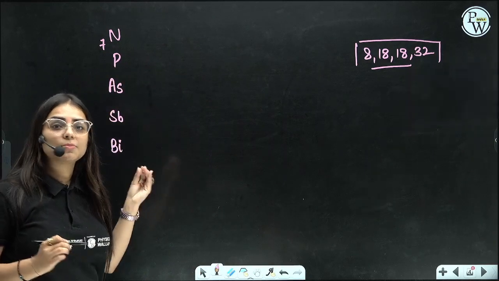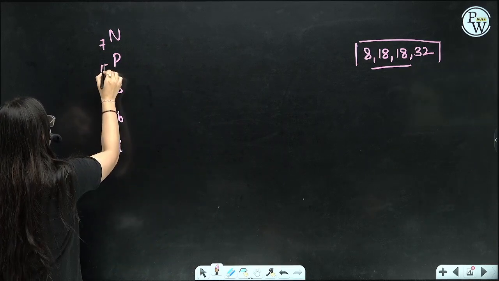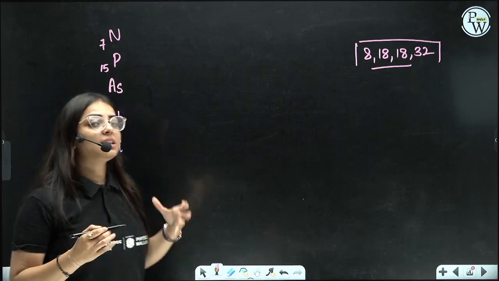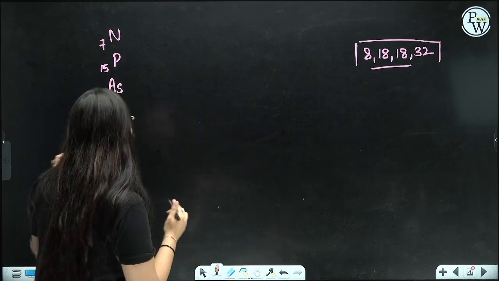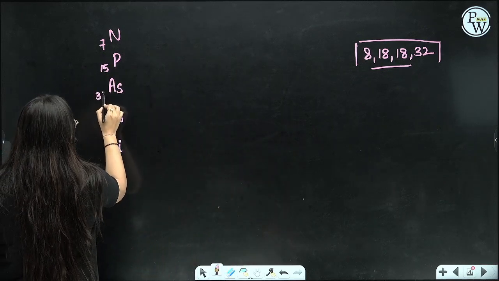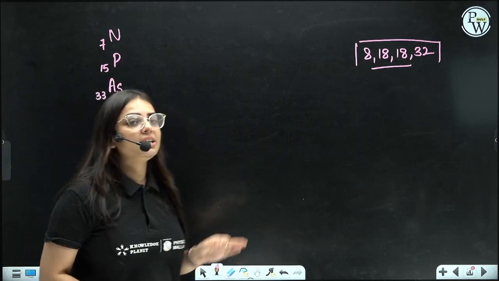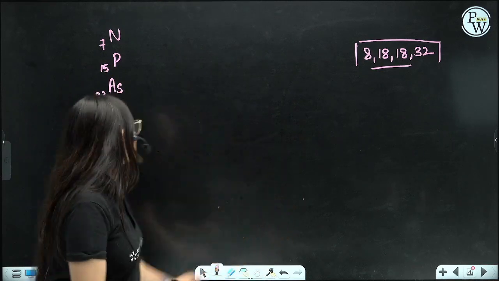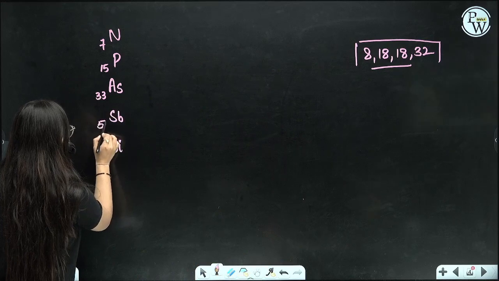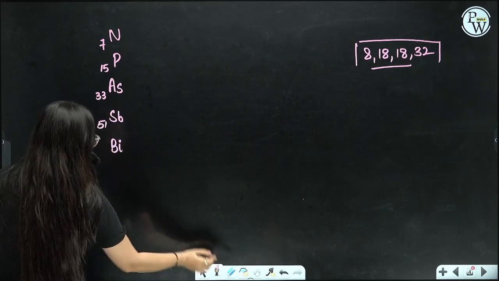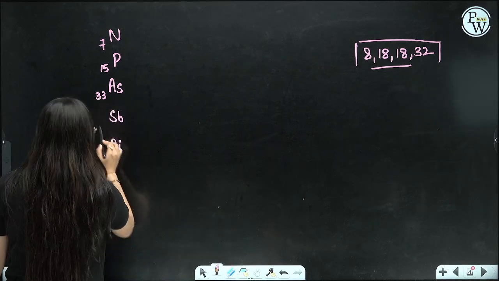7 plus 8 comes out to be 15. Now 15 plus 18 comes out to be 33. Now 33 plus 18 comes out to be 51, because I'm adding 18 over here.